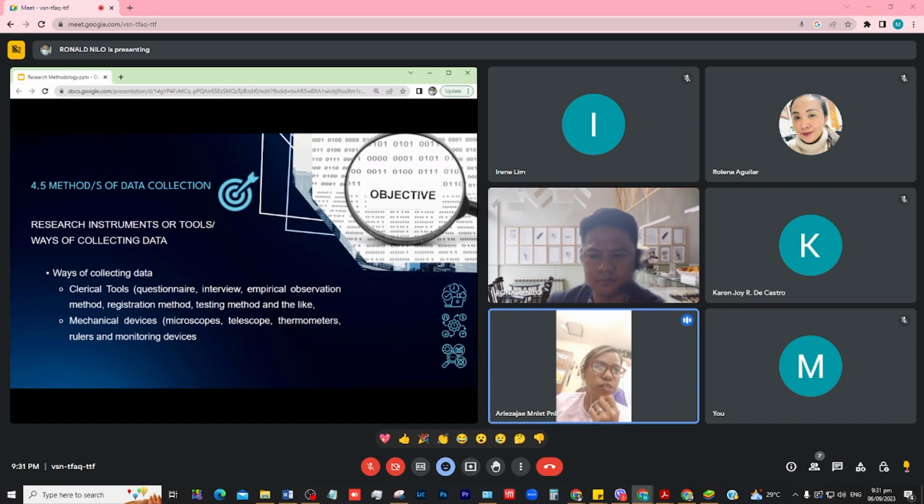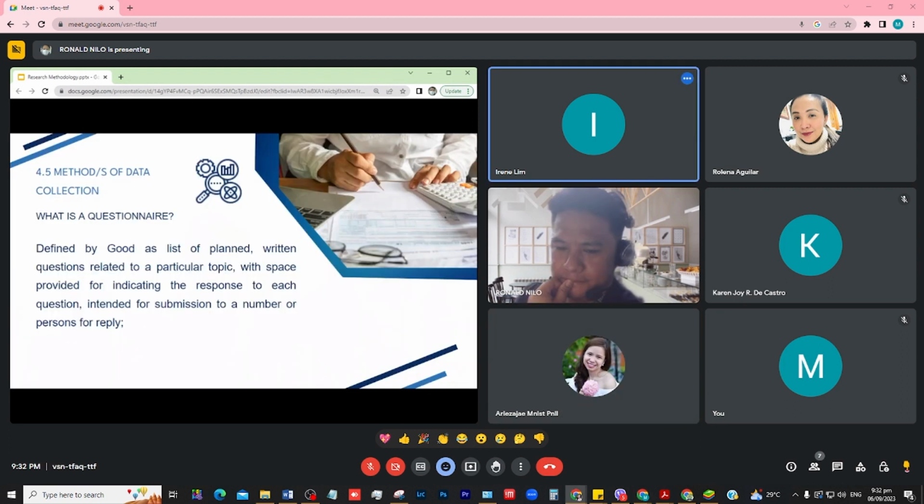Clerical tools are used when research studies people and gathers data on the feelings, emotions, attitudes, and judgment of the subject. Samples are questionnaire, interview, empirical observation method, registration method, testing methods, and the like. While mechanical devices are used in experimental research in the chemical, biological sciences, industry, or agriculture. Samples are microscopes, telescopes, thermometers, rulers, and monitoring devices.